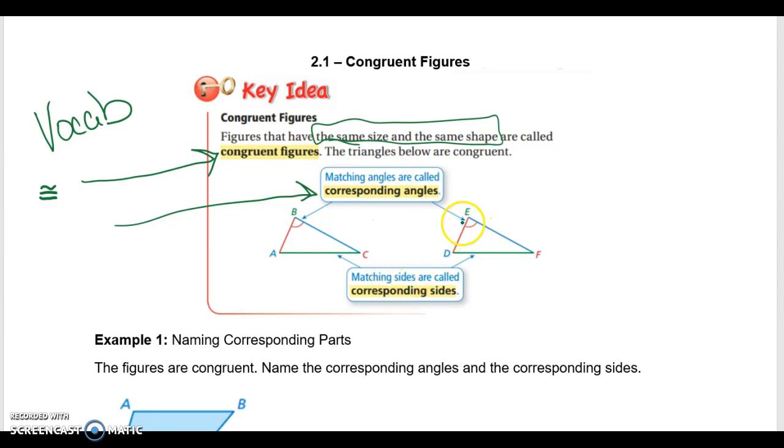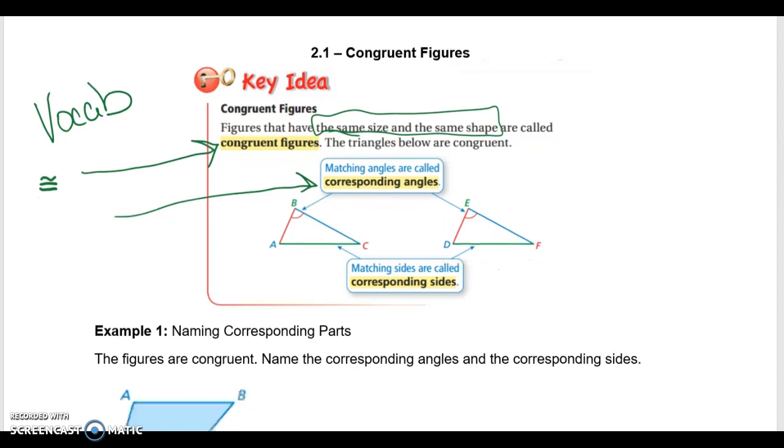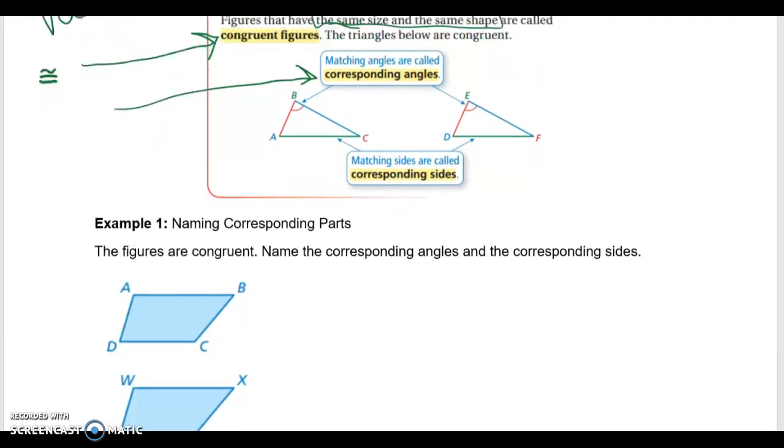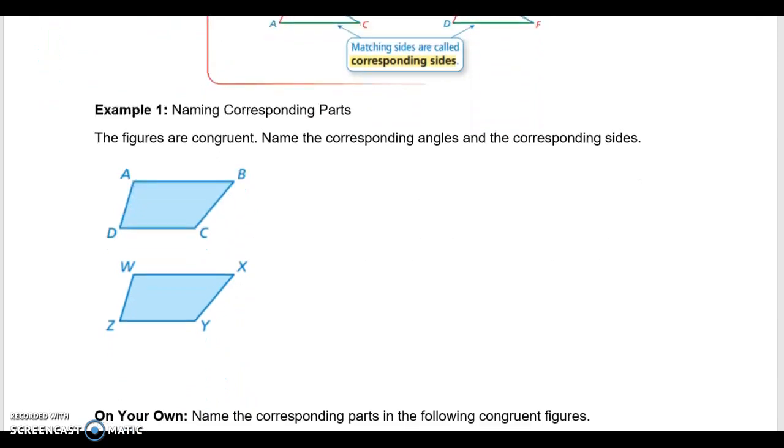matching sides. So for instance, these angles B and E, if I put one shape on top of the other, they're going to be exactly the same. They match up. Same with the sides. Going on down to examples.